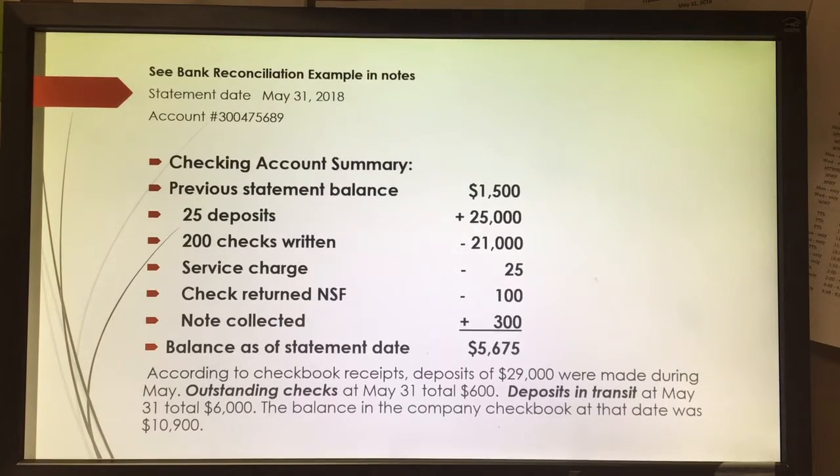Let's look at this example. The company has received its bank statement dated May 31st, and here's some important information contained in that bank statement. First of all, just the previous statement balance, $1,500, certain information on deposits that were processed by the bank, checks that were written. Those may have their use, but for the most part, they're not relevant to our reconciliation.